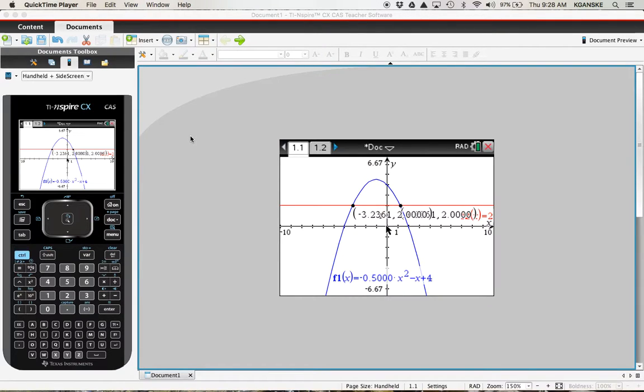Let's take a look at setting your window in the TI Inspire calculator. Up to this point, we can draw a graph and use trace and intersection to find all the important points that we want to find. So we can find the max, we can find the roots, and then we can find the height of the graph by using this little intersection trick by drawing a horizontal line through.